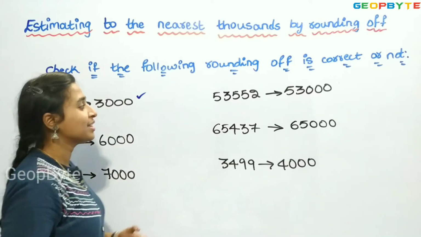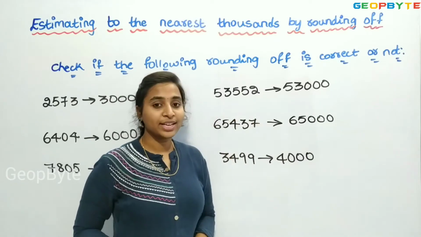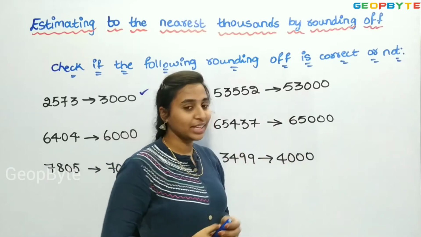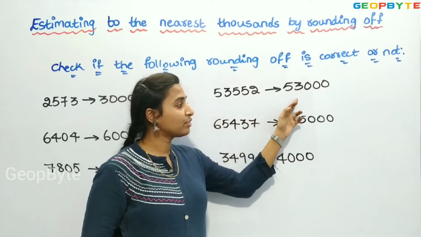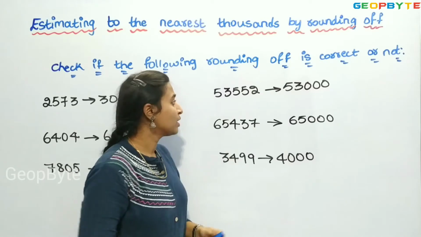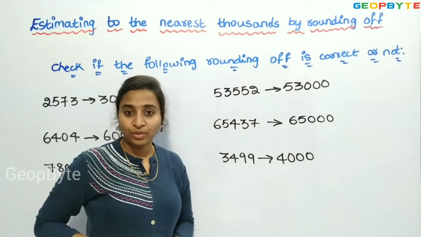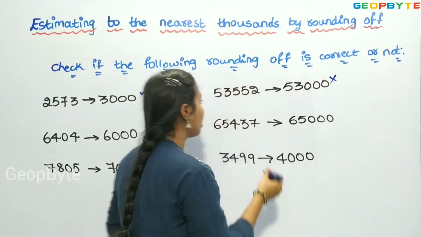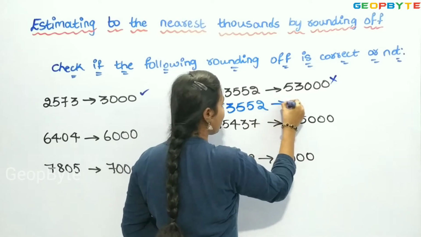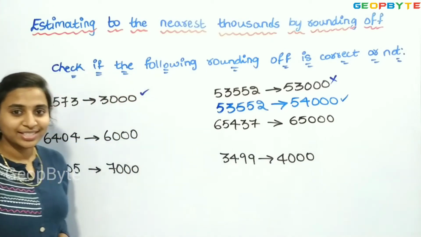Now let us see the second one. We have 552 here. 552 is more than 500, so it belongs to the next number. Here we have 53,552. This number lies in between 53,000 and 54,000. So the next number will be 54,000. As the number is more than 500, it should belong to 54,000. This is wrong. 53,552 should be rounded off to 54,000. This is correct.